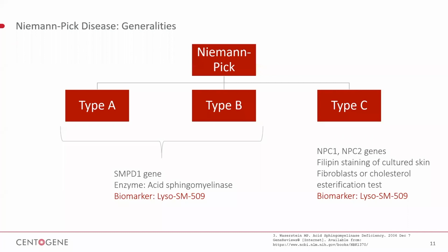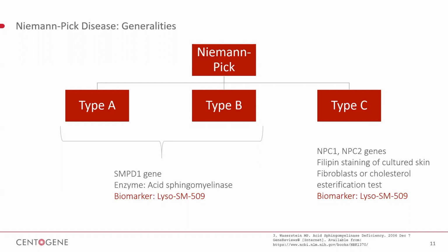And then by type, just kind of reiterating again that types A and B are caused by mutations in the SMPD1 gene. We can also look at enzyme specifically and a biomarker, lyso-SM509. As well, type C is due to changes in NPC1 and 2. We can also get some information from looking at the staining of cultured skin cells and fibroblasts that could help us, as well as the same biomarker.